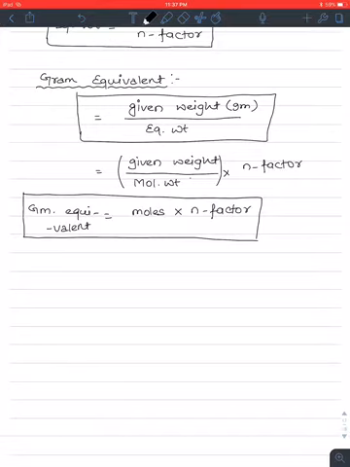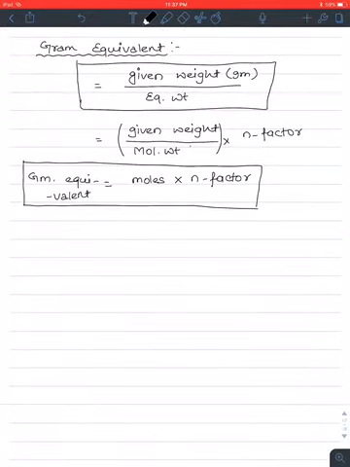Now if you are clear with these terms, I'm not giving you questions on this. I'm directly moving to the term normality. I hope you have solved all these questions in law of equivalence, which you might have studied in stoichiometry. So next, let's move to normality.